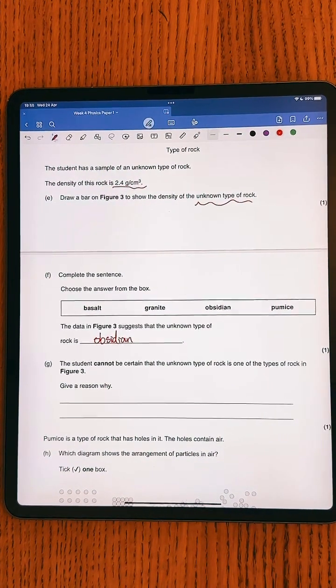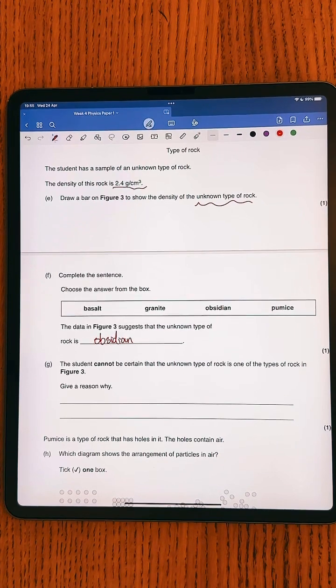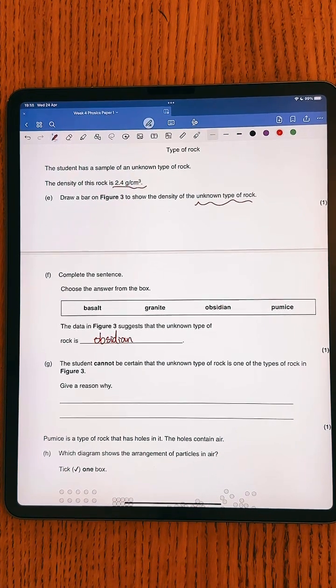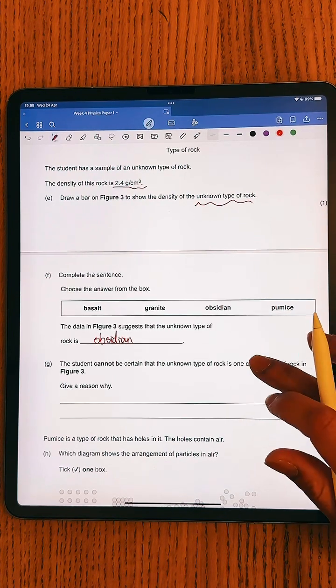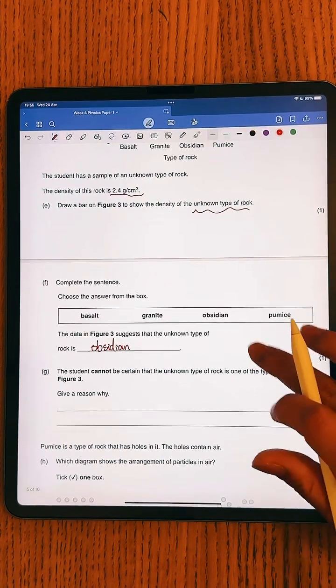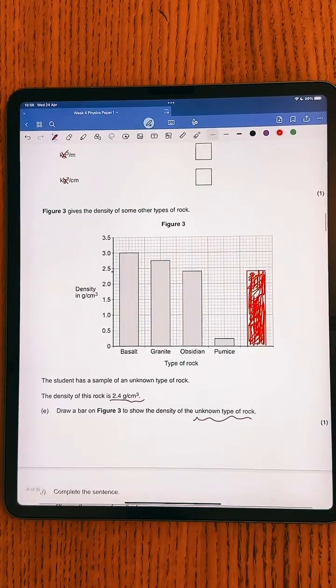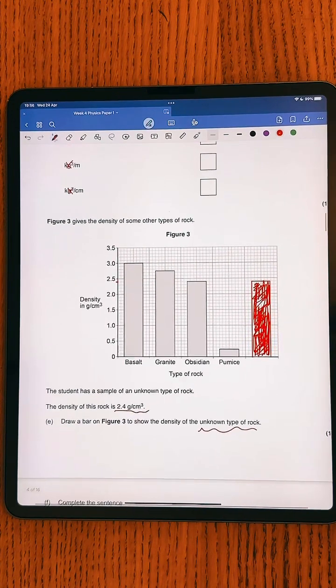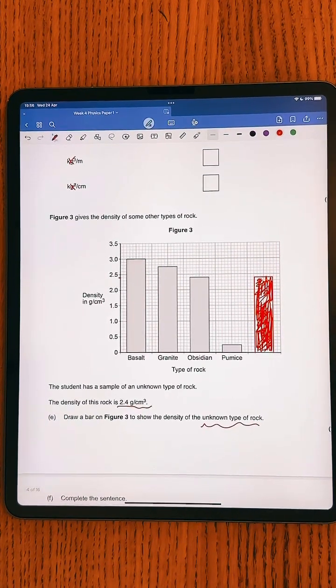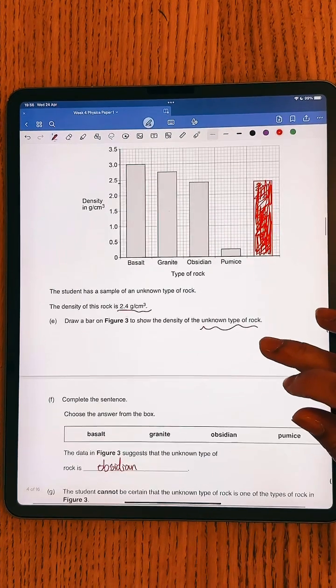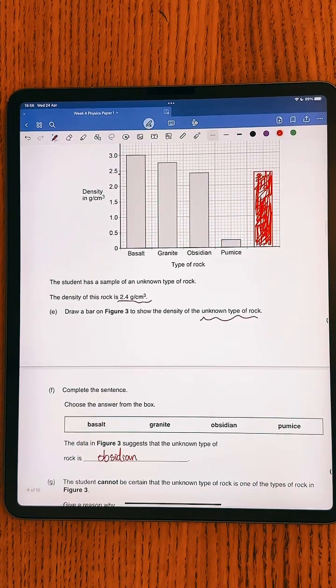The student cannot be certain that the unknown type of rock is one of the types of rock in figure 3. Explain why. Give a reason why. So basically what this question is saying is, yes, it could be obsidian because it's got the same density, but we can't be 100% sure that it's obsidian. What do you guys think? Why can we not be 100% sure that it's obsidian? Any answers?